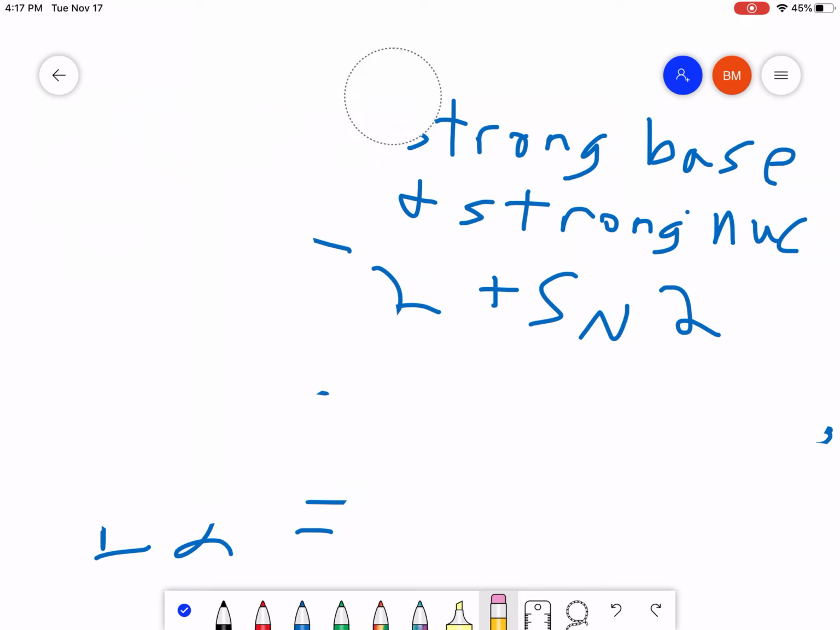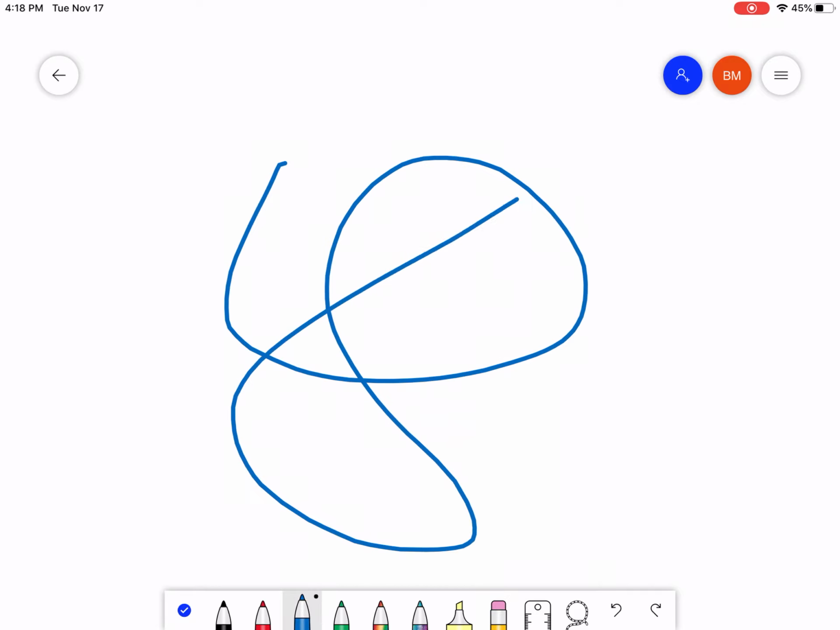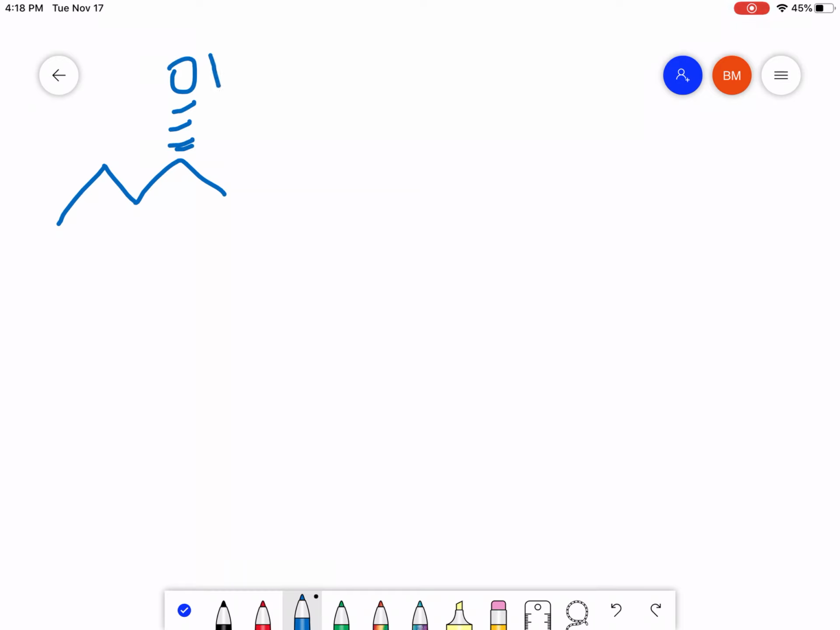Let me show you some examples here. I'm going to try my stylus again. Let's see if this is working now. I'm cautiously optimistic. We'll see. Okay. Let's say we had this. Well, maybe I'm not as optimistic.